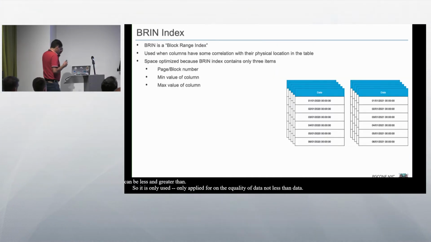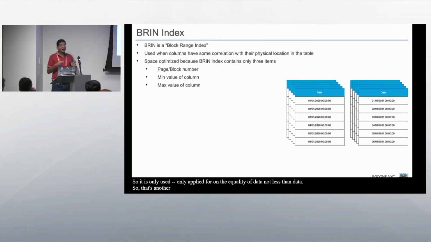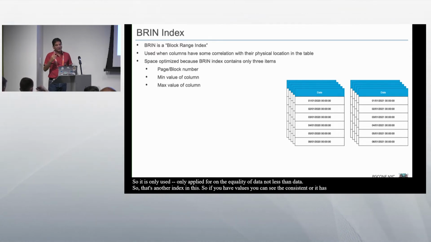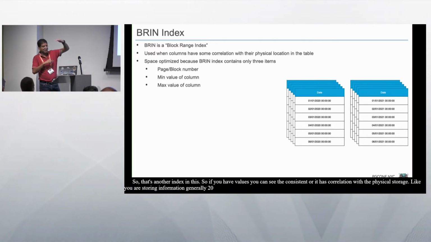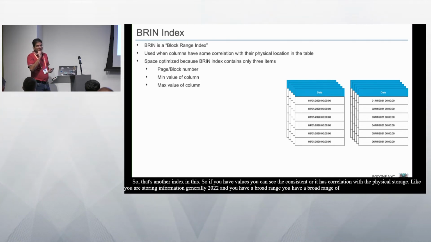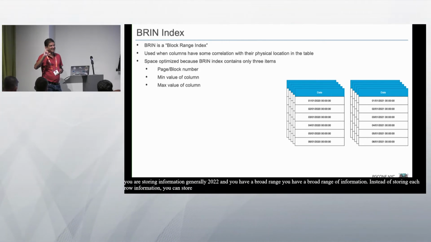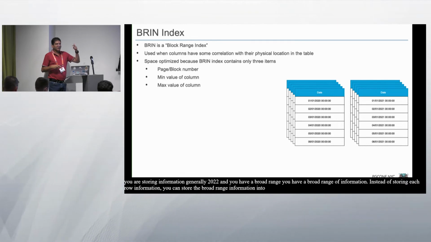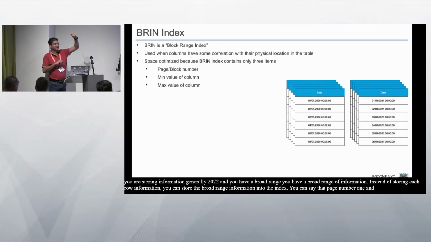So BRIN index, that's another index, interesting index. So if you have values that you can see serially or consistent, or you can see that they have a correlation with the physical storage of the disk. Like you are storing the information January 2022, February 2022, and you have a block range. You have a block range of information. So instead of storing each row information, you can store the block range information into the index. Important. Like you can say that page number 1 to page number X has that block range. So it's one information.